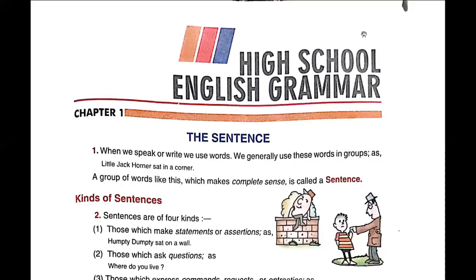Okay, this is a book of English drama. High school English. Sir, can you show the title of the book? Title of the book. Who gave it out then?